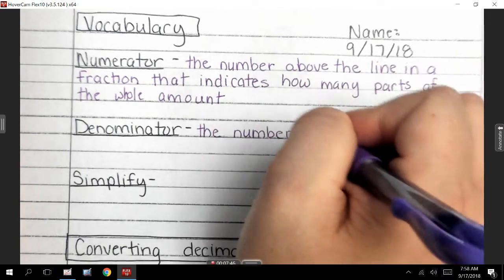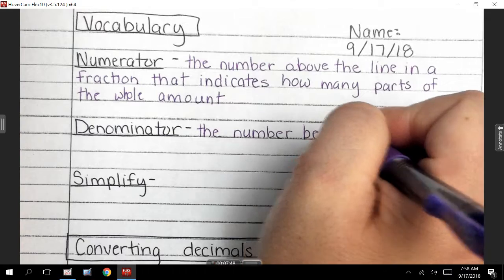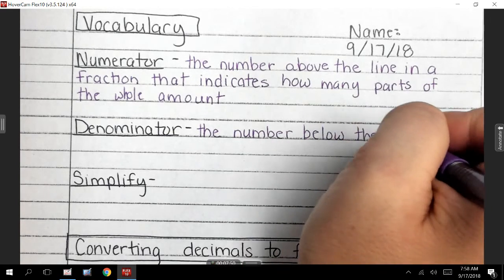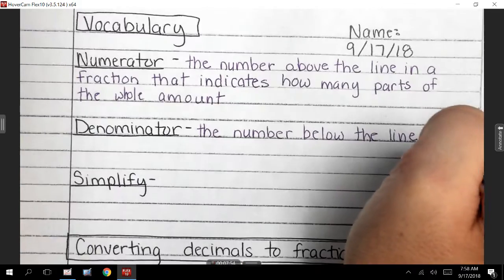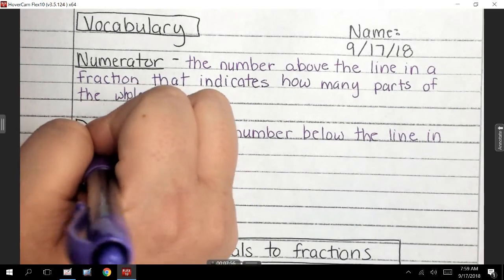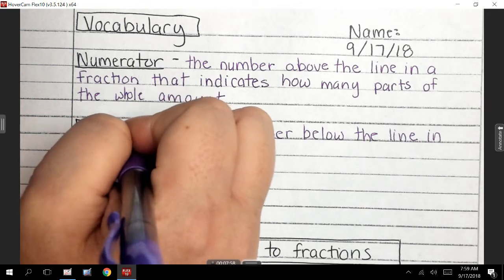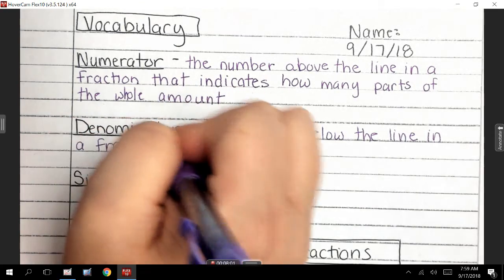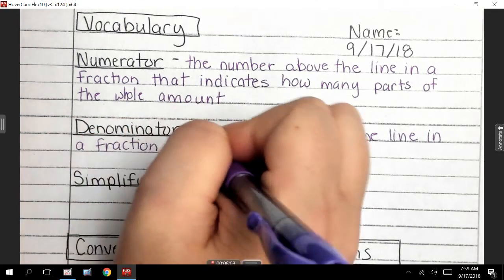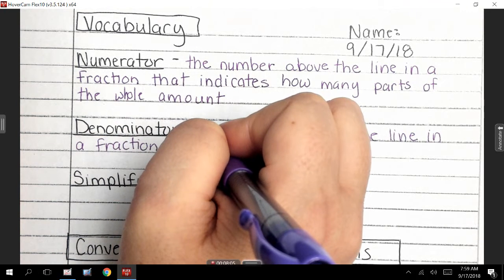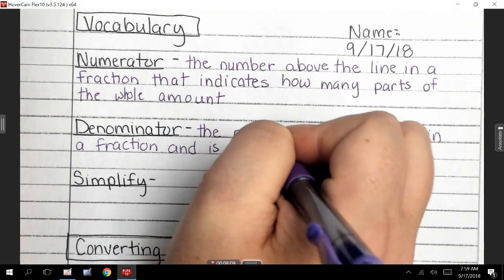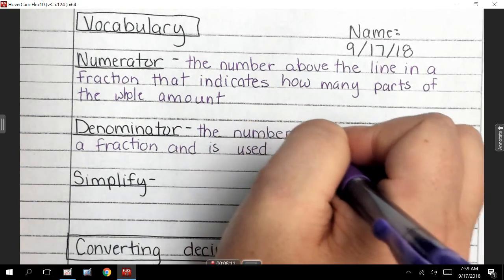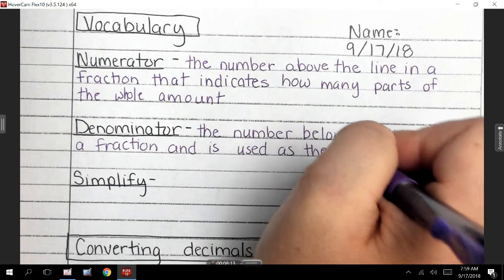The number below the line in a fraction, and it is used as the divisor.